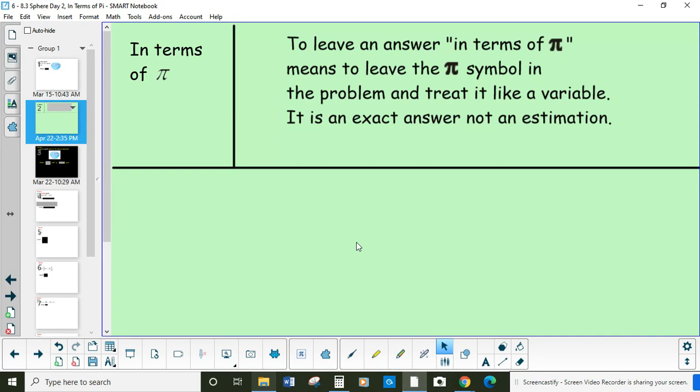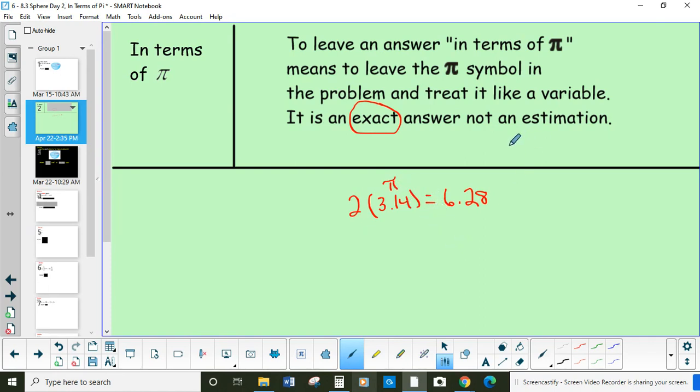And when they say give your answer in terms of pi, they're actually asking you for an exact answer, right? Because if I asked you, hey, what's 2 times pi? Most of you could say, well, 2 times pi is going to be 2 times 3.14, right? Well, it's rounded because pi isn't exactly 3.14. So if you wanted to know exactly what 2 pi is, the only way you could write it was 2 pi. This is exactly what 2 pi is.